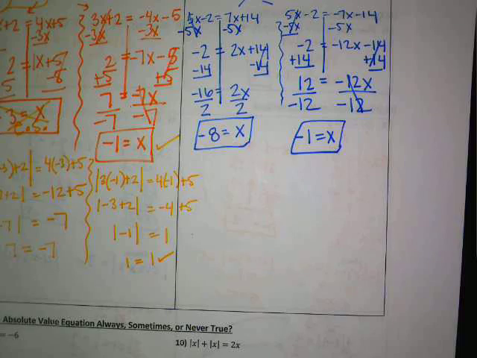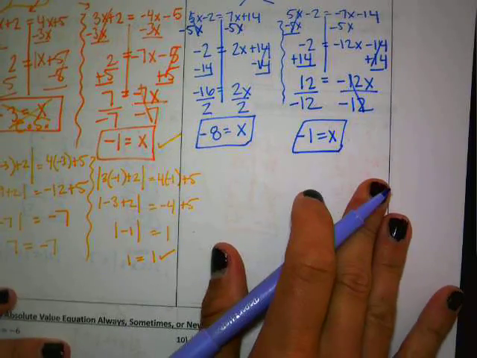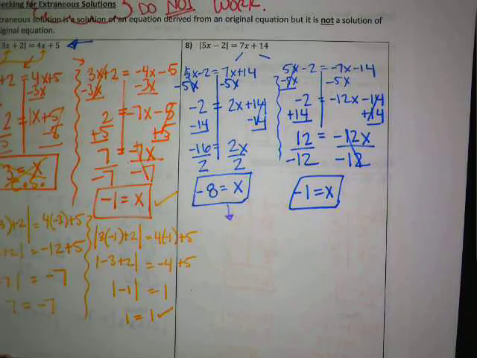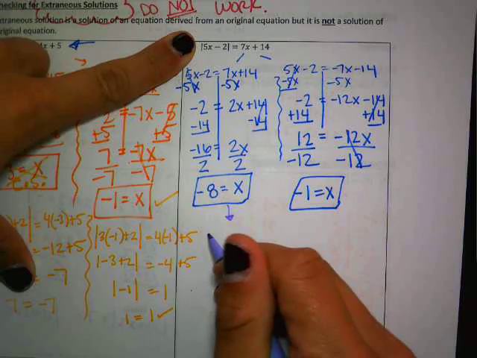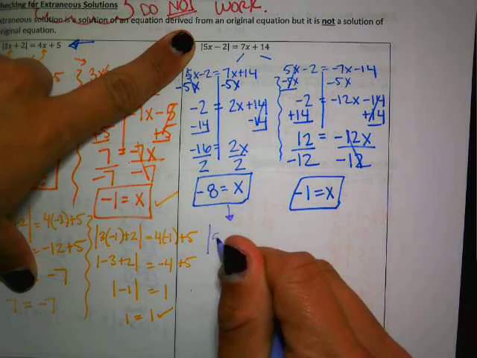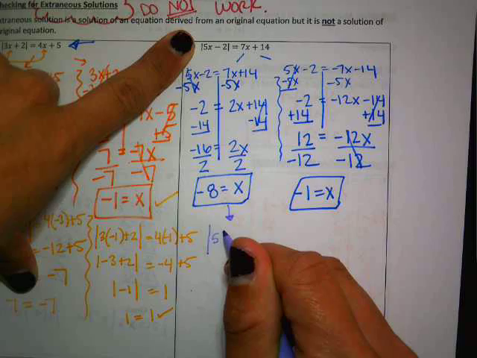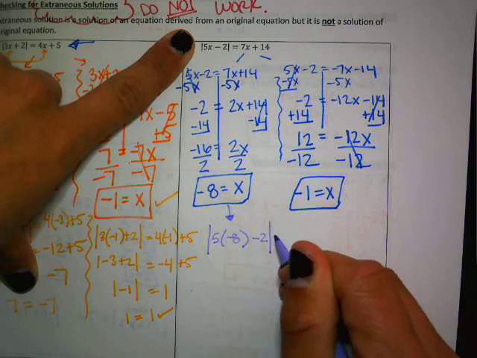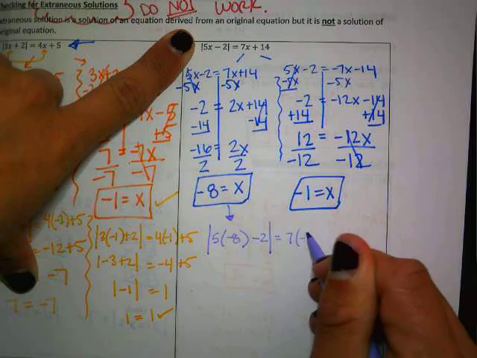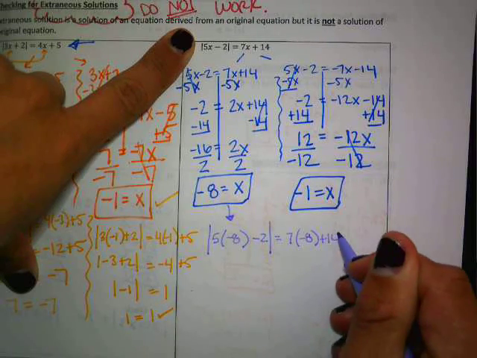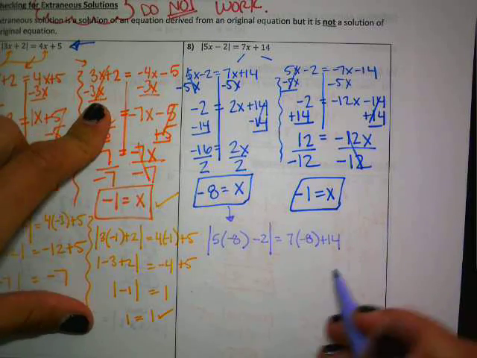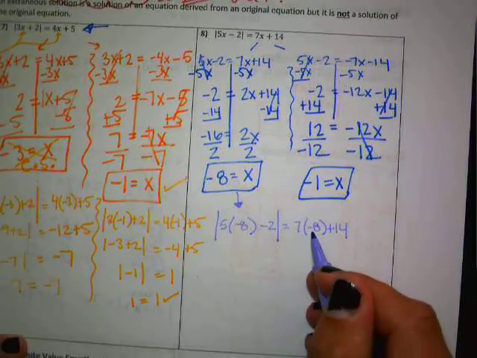Who else wants to help? All right, Haley. If I want to check negative 8, I'm going to plug it back into this one. What am I going to write? 5 times negative 8 minus 2 equals 7. Very good. Okay, what is 7 times negative 8?